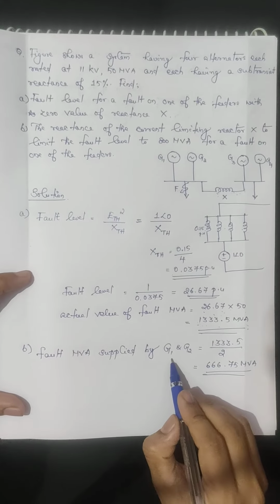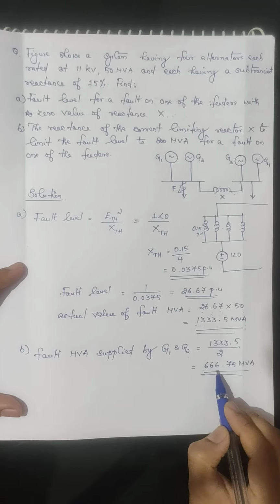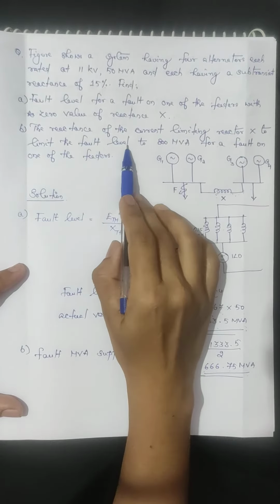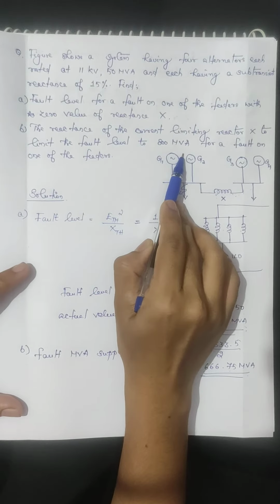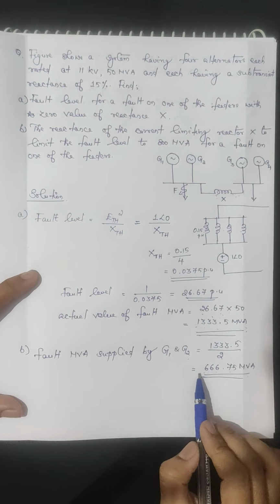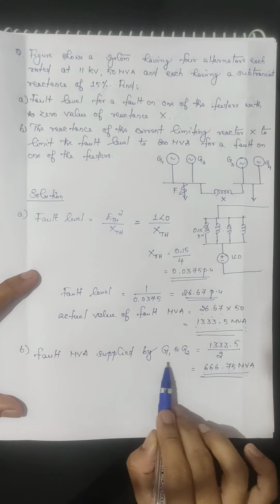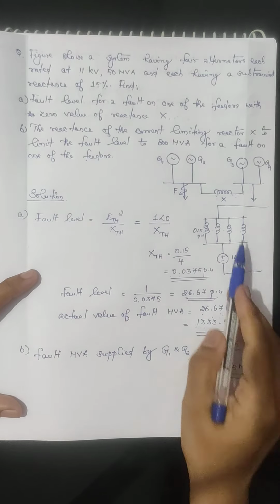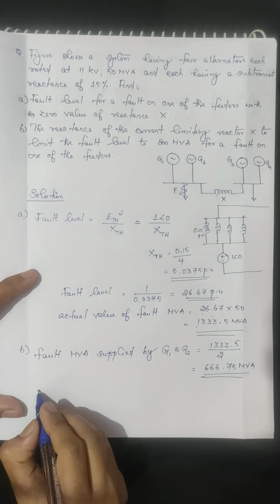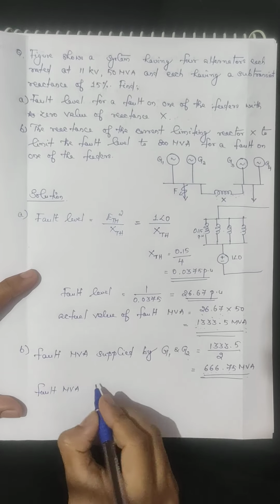So G1 and G2 together will supply 666.75 MVA, and here we have to limit the fault level to 800 MVA. So total fault level is 800. G1 and G2 will supply 666.75 MVA. Then we can calculate the fault MVA supplied by G3 and G4.